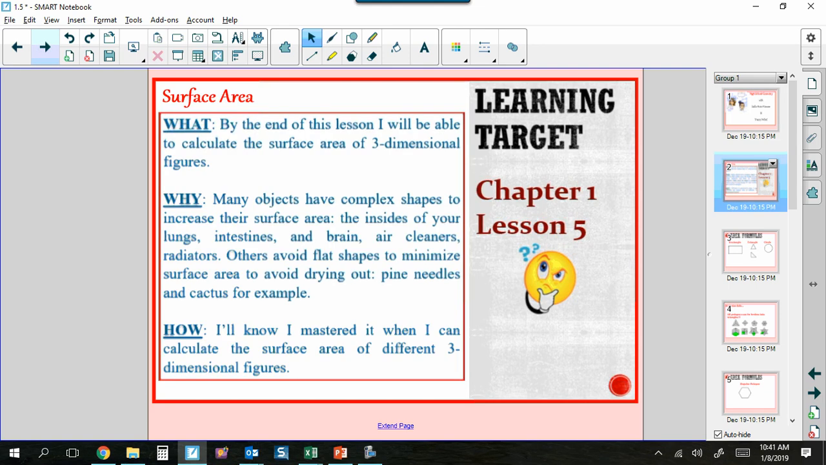Our learning target for the day is: by the end of this lesson, you will be able to calculate the surface area of a three-dimensional figure.